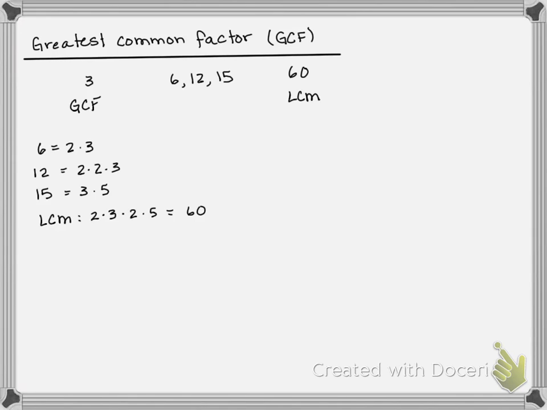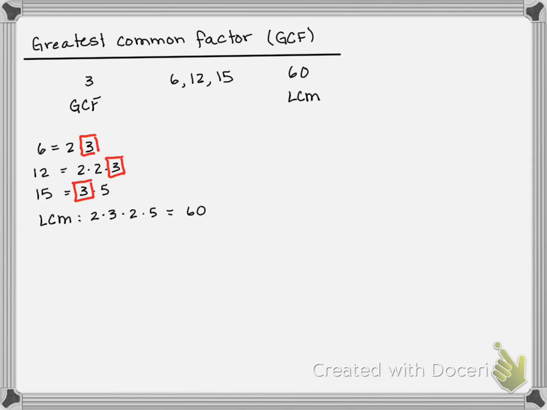Notice that the greatest common factor is always going to be smaller than all of the numbers because it has to divide into all of the numbers, whereas the LCM is always bigger than all the numbers because all the numbers divide into it. So if we look at our prime factorization, notice that 3 is the only thing that all of those prime factorizations have in common.